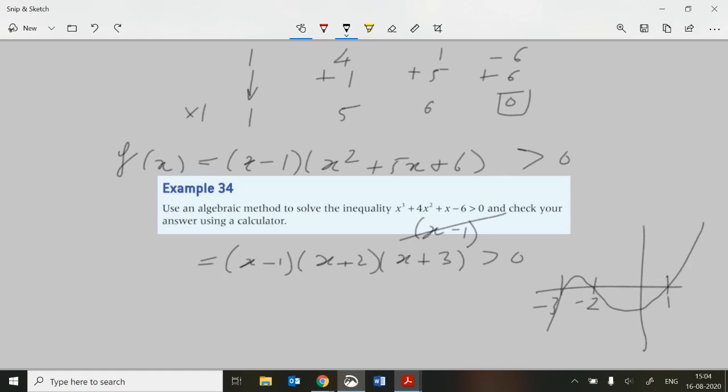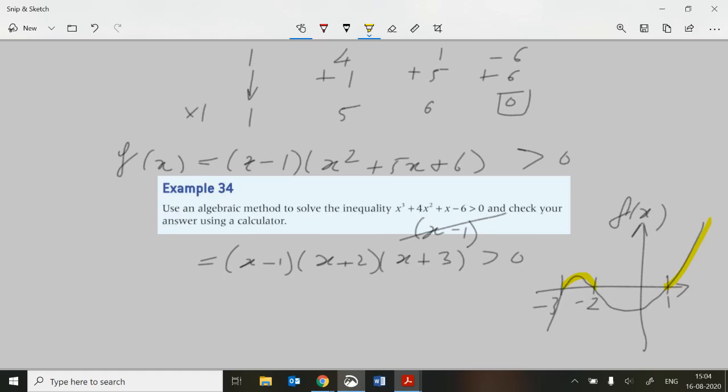Now we're asking, when is this above the axis? When is this f of x, which I've drawn here? There's my f of x that I've plotted. We're saying, when is f of x greater than 0? Well, it's greater than 0 here and here.